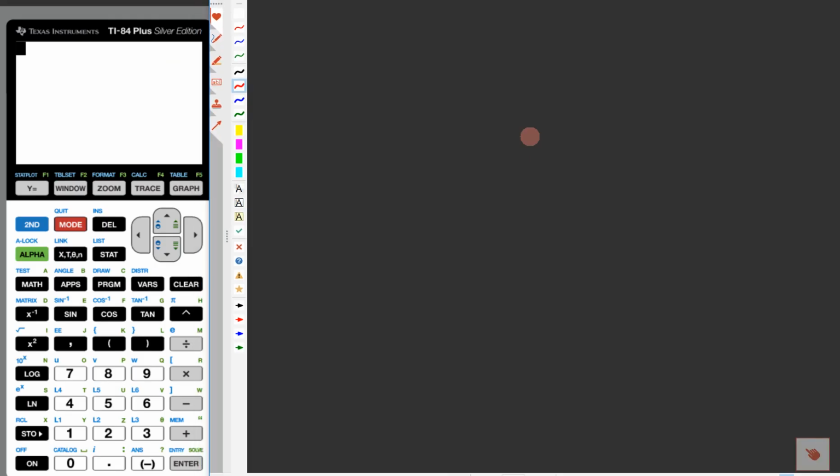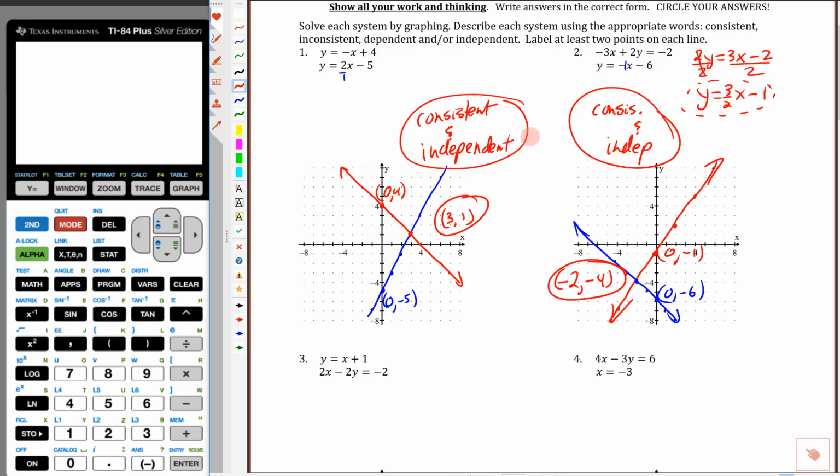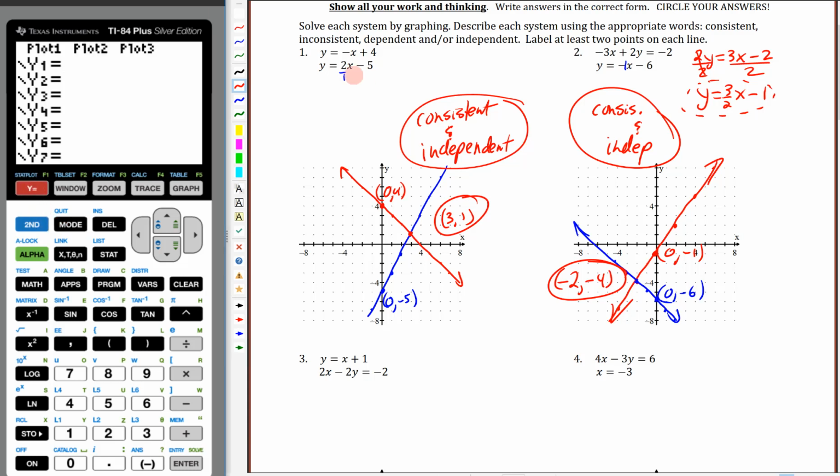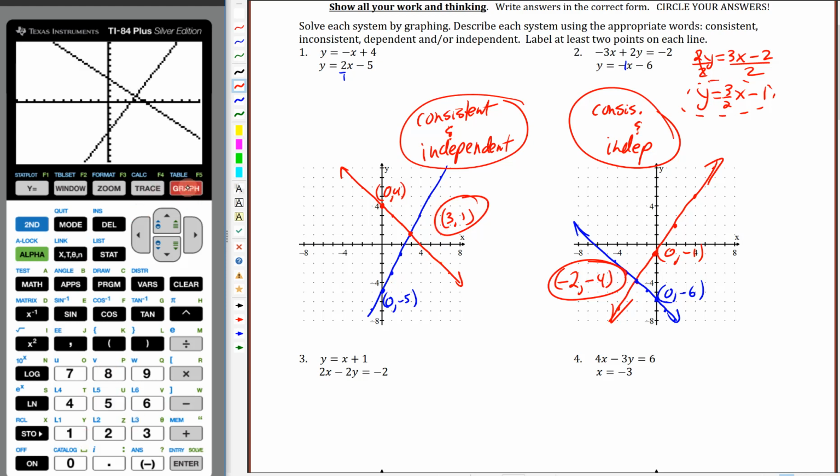and shrink this down, pull up the calculator, and we're going to put this in here. So we're going to go to y equals, and we're going to type in -x plus 4, and then we'll slide down here. We'll do 2x minus 5. We should get a picture that looks a lot like that. I'm going to go ahead and graph this in the standard window. That looks good right there.